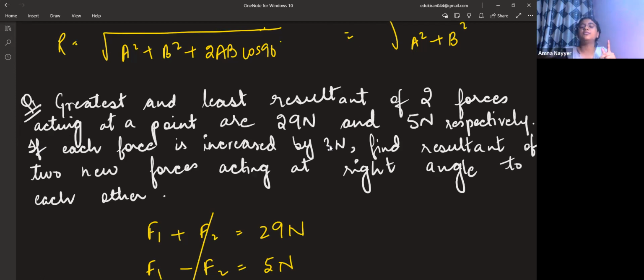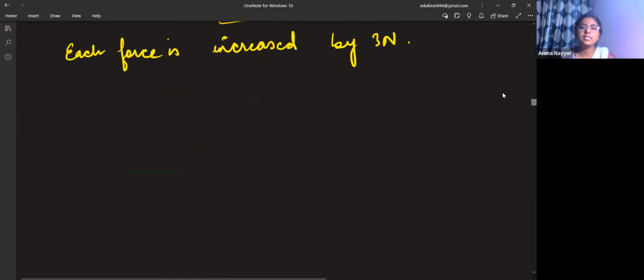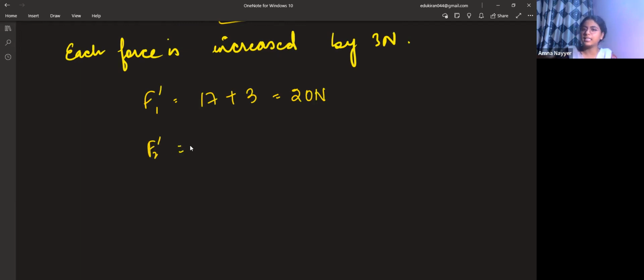You are adding the numbers, right? So same thing, if each force is increased by 3, the new force F1 will become 17 plus 3. That makes it 20 Newton. Next force, F2 dash, that is the new force. It was 12 plus 3, so that becomes 15 Newton. These are the two forces which you will use to calculate.